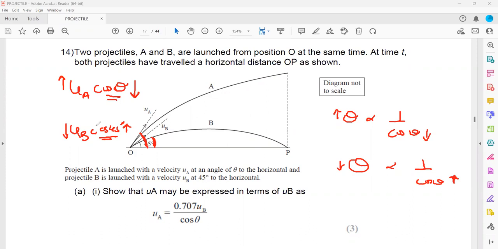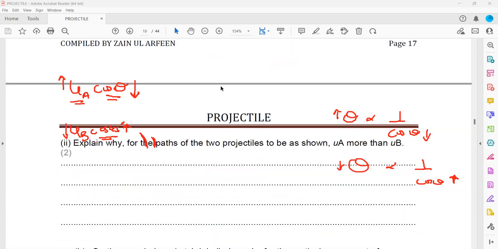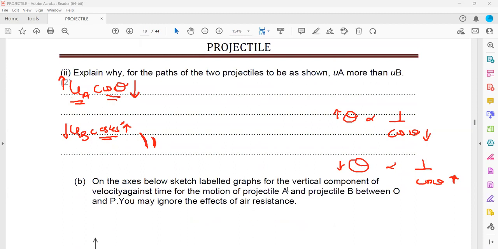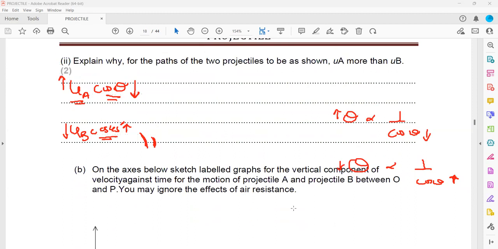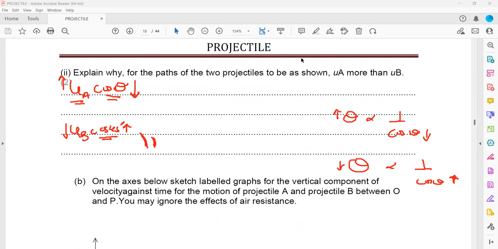Like UB cosine 45 should be equal to UA cos theta. So if the value of theta increases, the value of cosine theta will decrease. If the value of cosine theta decreases, UA should be higher. So when you mention the answer here, compare the answer, and mention the points in terms of angle. Is this part clear? Any doubt in this?